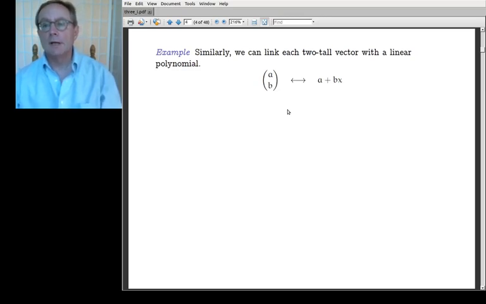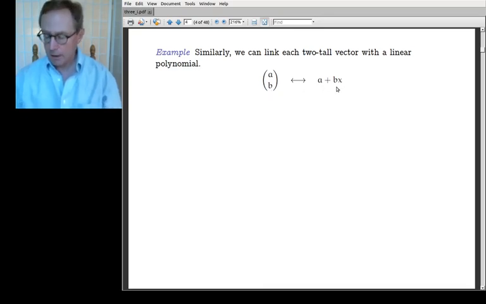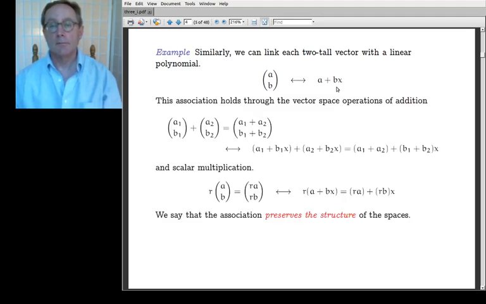And similarly, I can link each two-tall vector, not just (1, 2), to a linear polynomial. You just take the a and the a and the b and the b, and you think of them as somehow just like. Our job today will be to try to give a definition of what just like means.